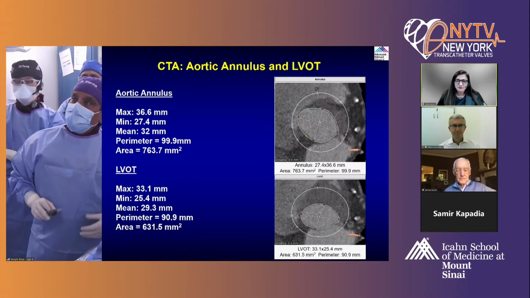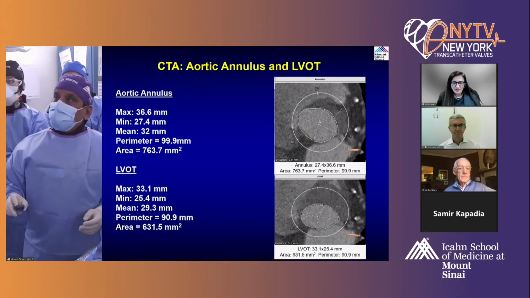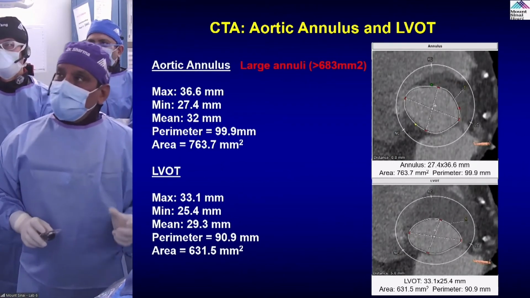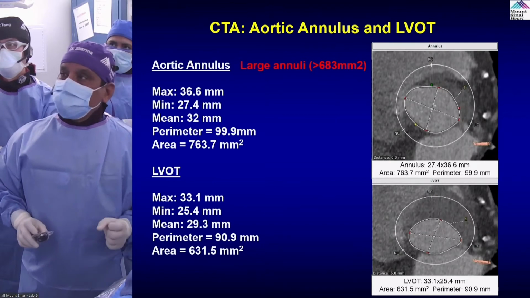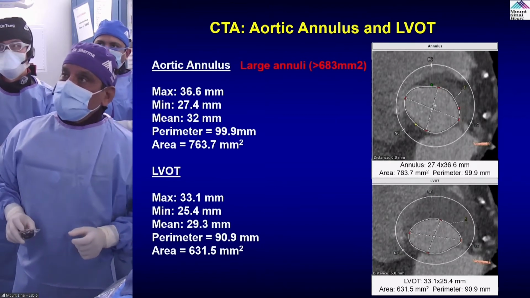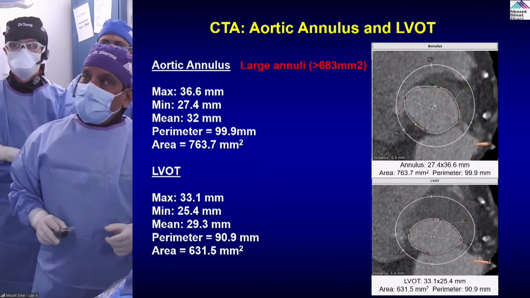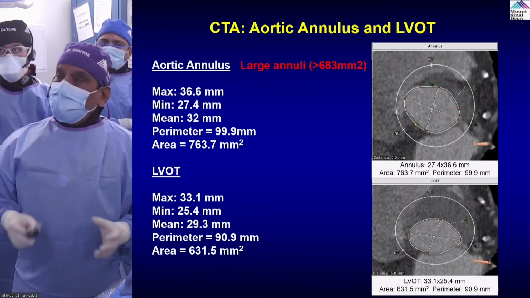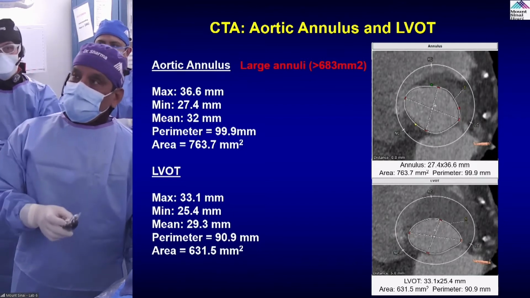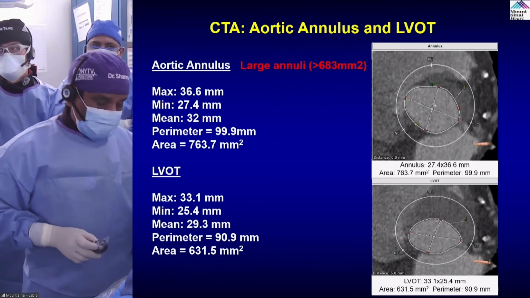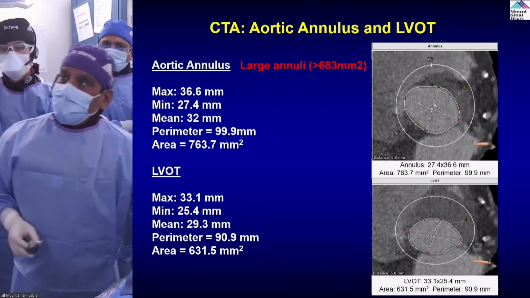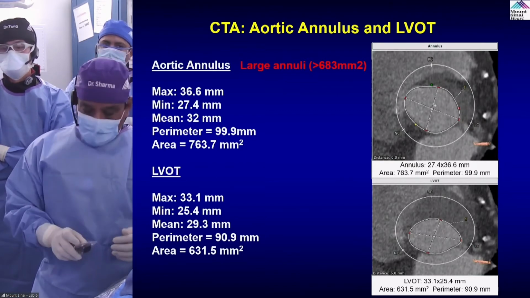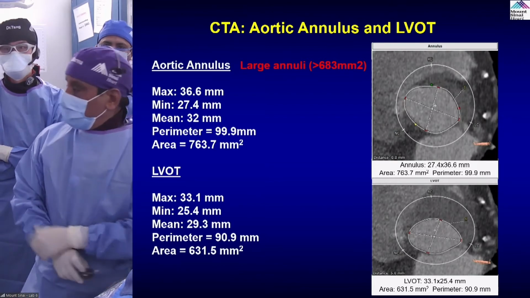Yeah, thank you. You can see the aortic annulus is on the larger side, which is anything more than 683. We call it a large annulus, and the area is 763 in this particular case. Maximum 36.6, minimum 27.4, with a mean of 32. So the question always comes, what to do? Many times with a very large aortic annulus, we send them for surgery. But in this particular case, the patient had active chemotherapy and radiotherapy in the past, so it is not an appropriate surgical case, even otherwise a very low risk. So these patients basically resort to TAVR.